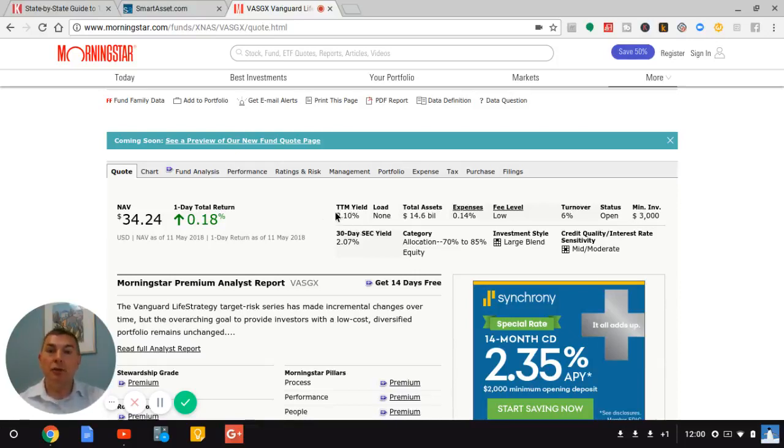I literally do not care about that. I care about the 30-day SEC yield, and you should too. If you're going to buy something, you could care less what the trailing 12 months are. You want the 30-day SEC yield. Total assets is important. If you're doing index funds, as you should be, total assets is almost irrelevant.